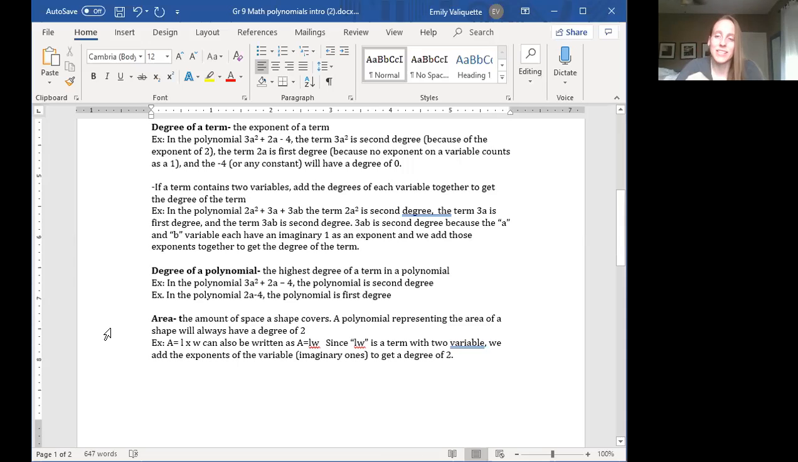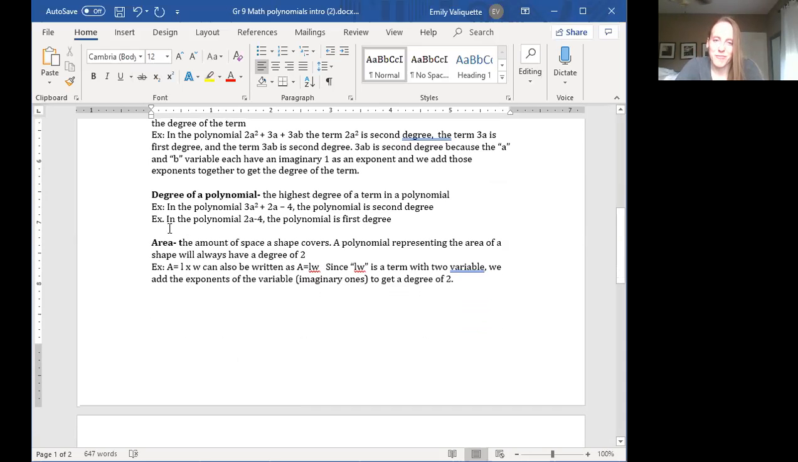And then the degree of the entire polynomial is just the degree of the highest term. So again, if we look at this polynomial here, the a squared is the highest degree with its degree of 2. Therefore, the degree of the polynomial is 2.